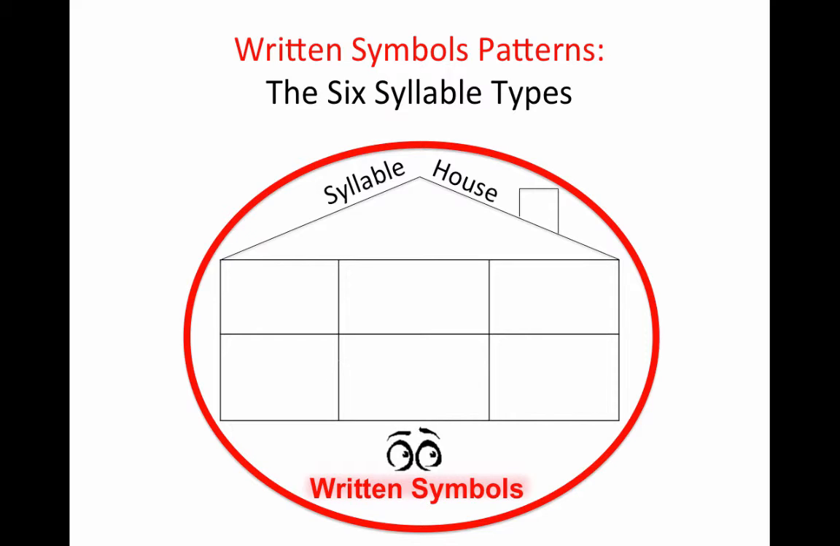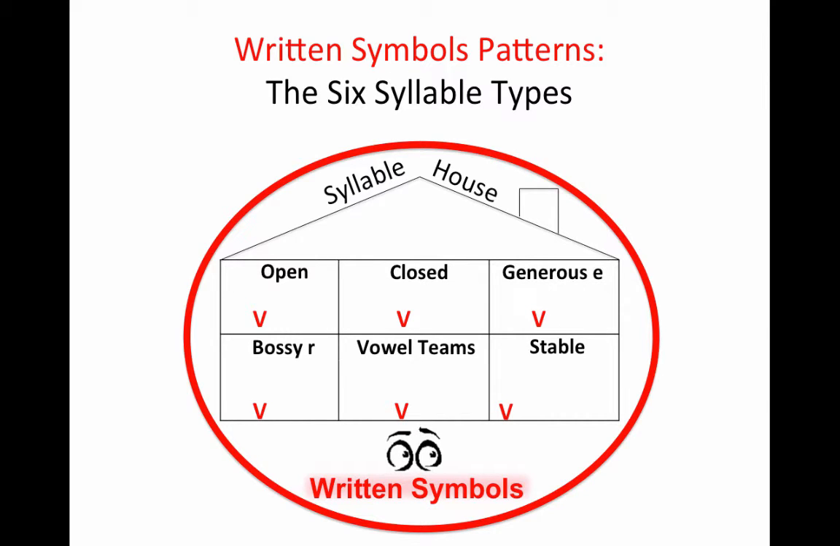So the six different syllable types are open, closed, generous E, also called silent E or listening E, many other names, bossy R, vowel teams, and stable syllables. Each one of these syllables has a vowel. But at this point, the 6 different types of syllables all look the same as each other, with a vowel. To determine what kind of syllable a syllable is, you must look to see what comes after that first vowel.